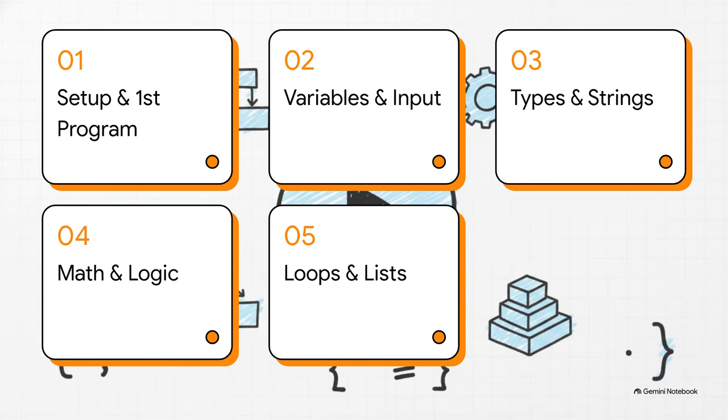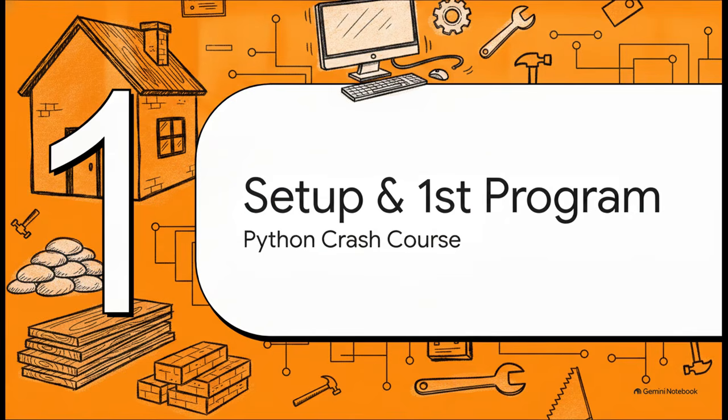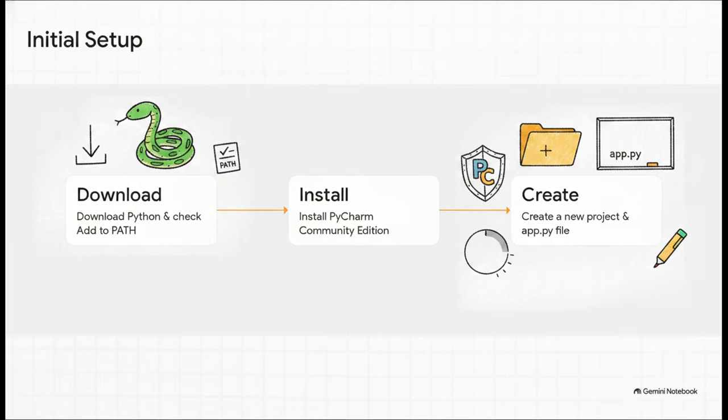Let's jump right in. All right, section 1, setup and first program. Before we can build the house, we gotta gather our raw materials, right? Step 1 is grabbing the language itself. You'll download the latest version straight from python.org. Now, pay super close attention here, especially if you're on a Windows machine. You absolutely must check the box that says Add Python to Path during the installation. Seriously, if you miss this, your code just won't run properly.